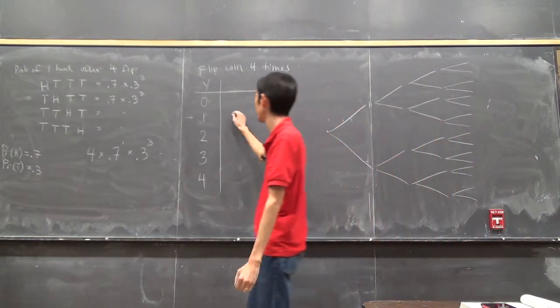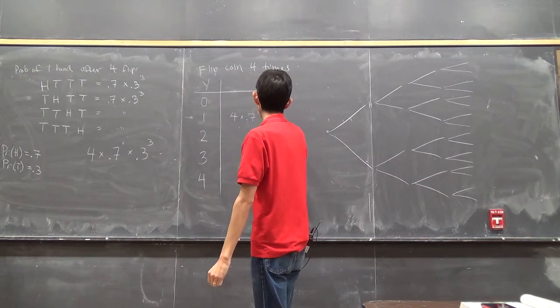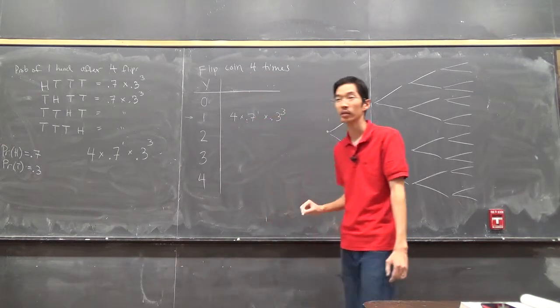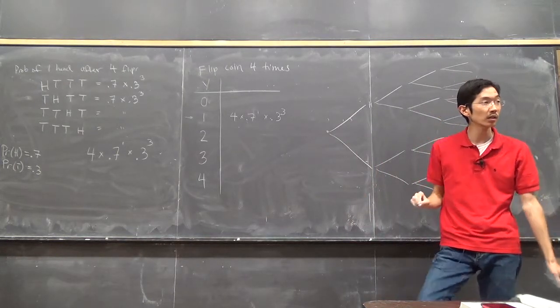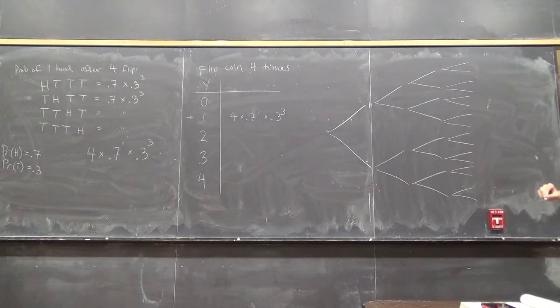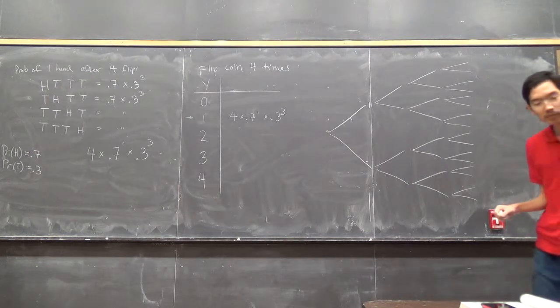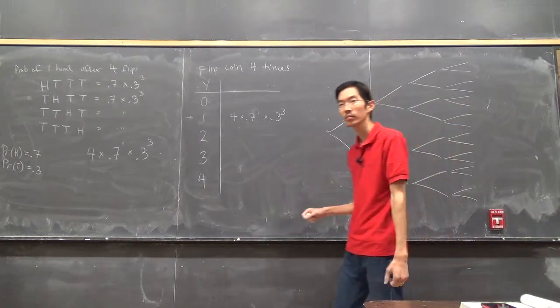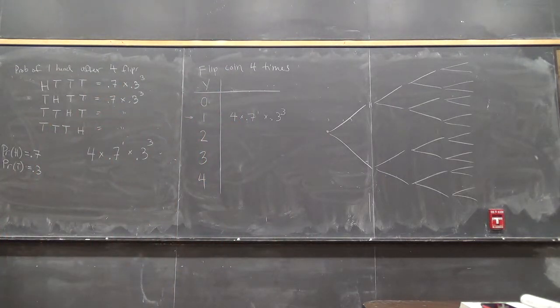Okay, so the outcome here would be 4 times 0.7 to the 1 times 0.3 to the 3. Does it matter how you multiply it? What do you mean? Like, would you multiply the 4 times 0.7 times 0.3 to the third, or would you just multiply them straight? So you just have to obey the order of operations.